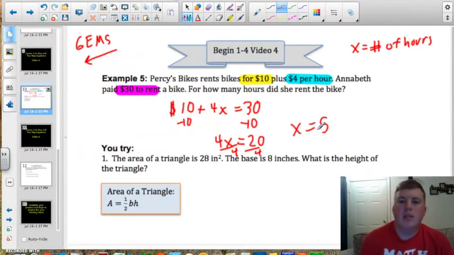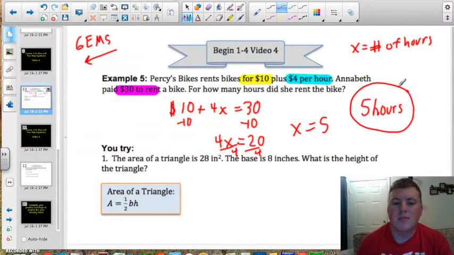Now, one important thing when we give our answer for word problems is we always want to give some context, some background as to what that number means. We don't want to just throw a naked number up there and circle it as our answer. We go back to the problem. We said that x was going to be the number of hours that she rented the bike. So our answer, instead of just putting 5, we want to clarify that she rented that for 5 hours.